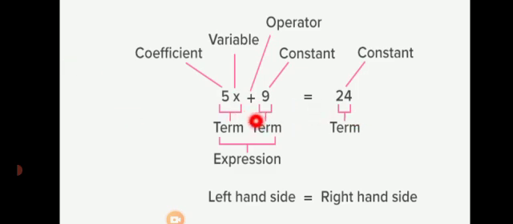Now 5x plus 9 equal 24. It's an example of an equation. In this equation we have three terms. First term is 5x, second term is 9, and the third term is 24, where 9 and 24 are the constant terms. X is the variable and 5 is the coefficient of x. 5x plus 9 is the left hand side and 24 is the right hand side.